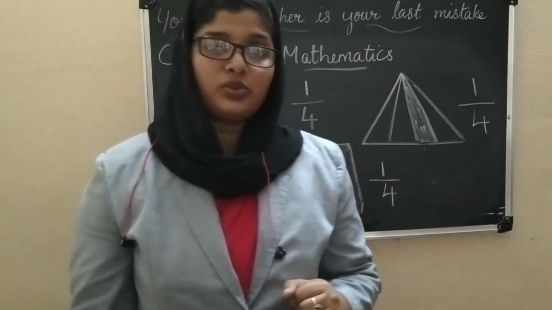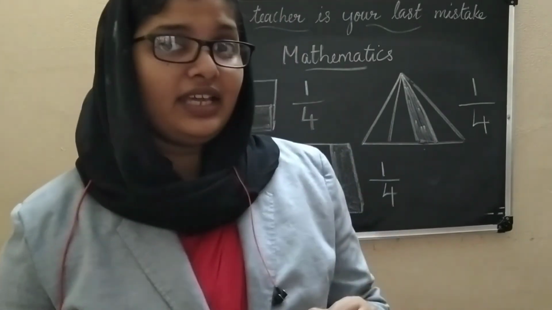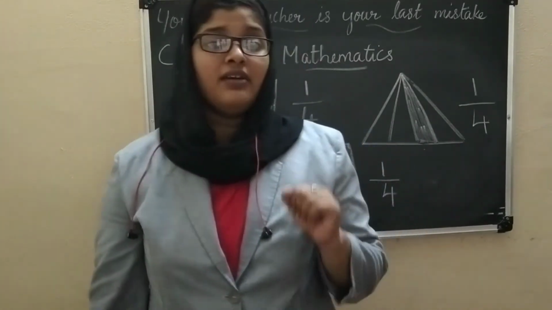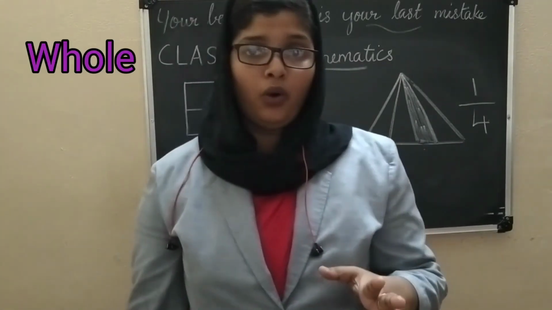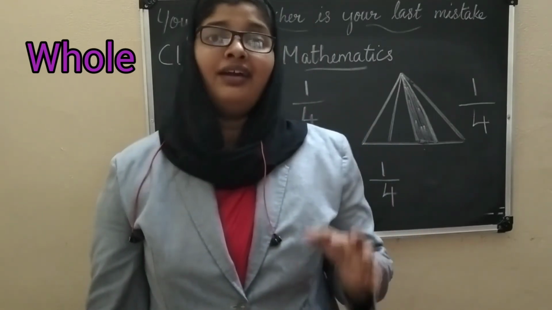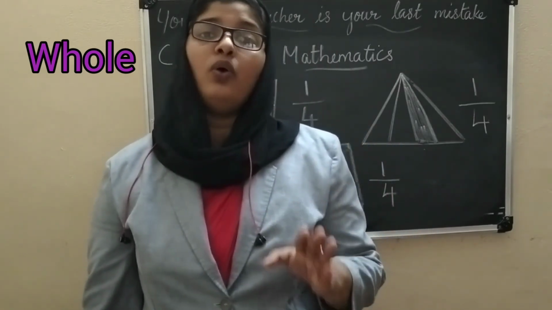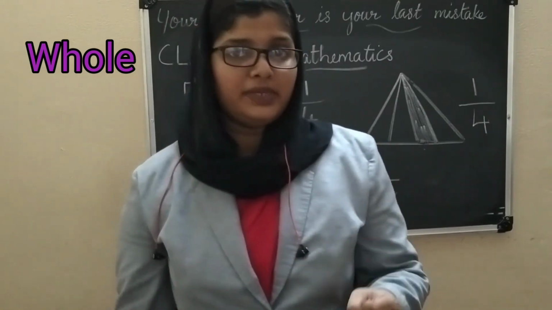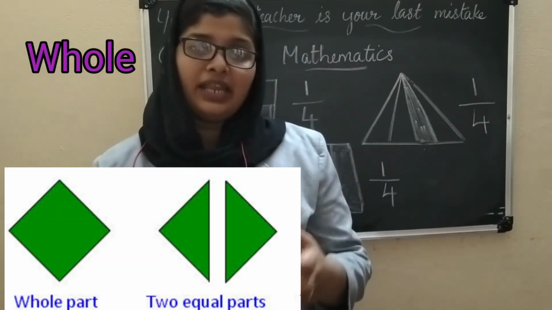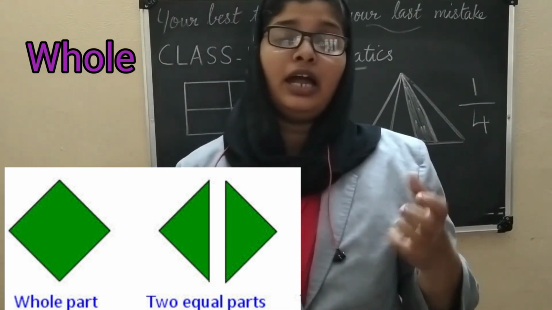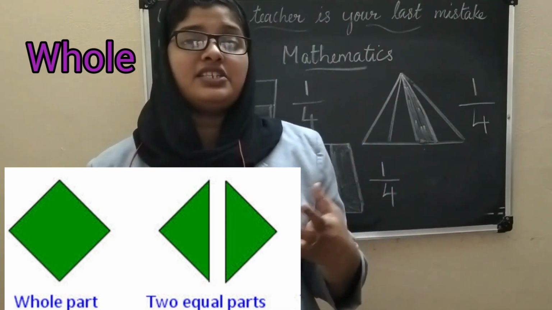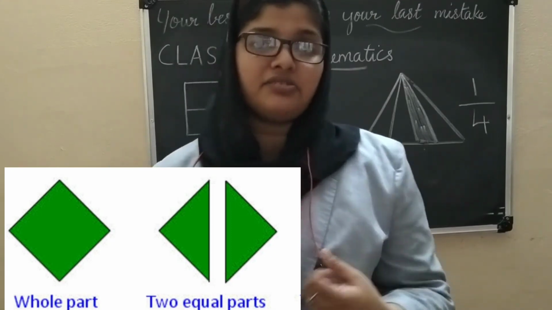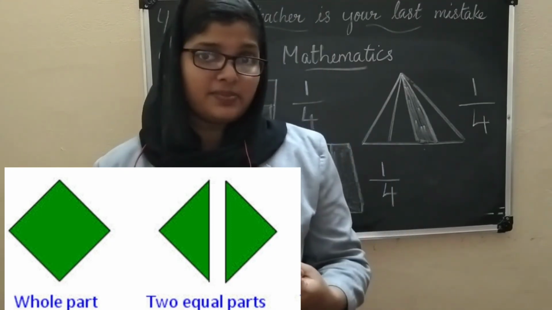So in today's class, we studied about fractions. First we studied whole. What is the spelling of whole? W-H-O-L-E. Whole. Whole means unbroken pieces, unbroken number, unbroken figure. That is called a whole, a complete one. Okay, you have to study the spellings also.